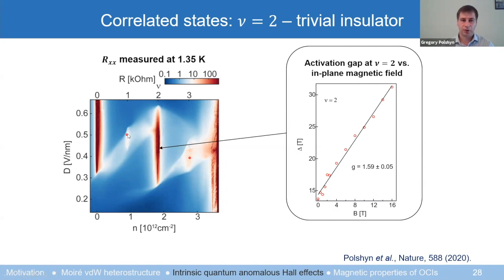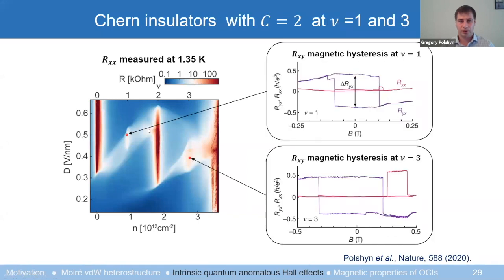Then correlated states at nu equals 1 and 3 turn out to be more exciting. Magnetoresistance measurements reveal that they show magnetic hysteresis. Rxx is pretty low, while Rxy doesn't quantize, but approaches values of half of h/e². Such behavior is consistent with the states being quantum anomalous Hall states with Chern number 2. And again, this is consistent with theoretical calculations of the Chern number of the conduction band.